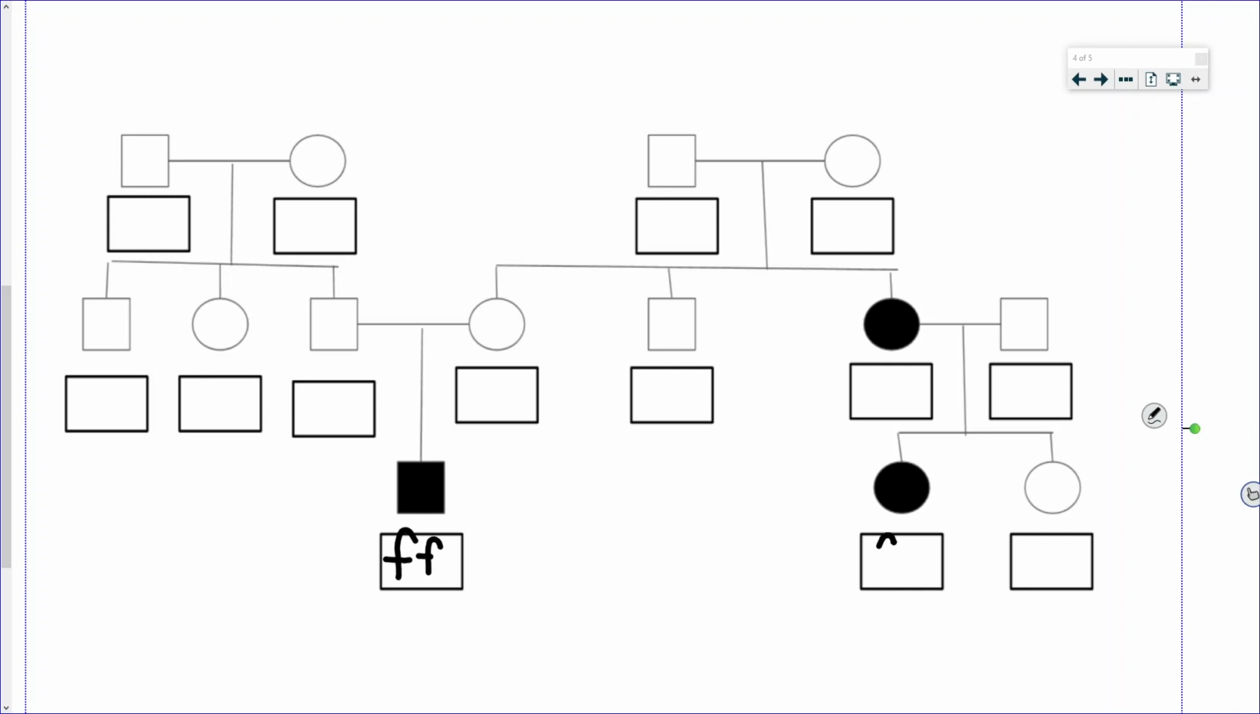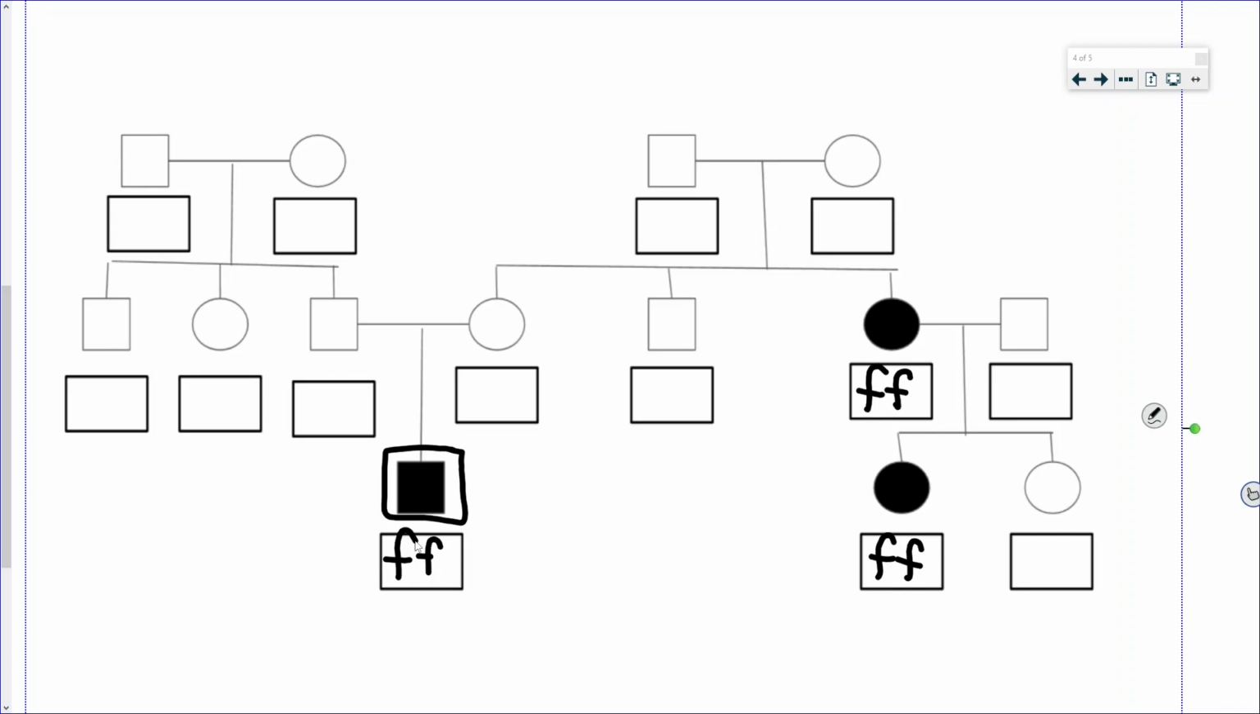Now I could find any individual that is shaded in, and I can go ahead and fill in the 2 lowercases for them. That then tells me that every other individual has to have at least 1 capital F because they are not shaded in and therefore are dominant for the trait, whatever this trait is. To solve the rest, what I like to do is find an individual that's recessive, like this son right here, and then work back to its parents.